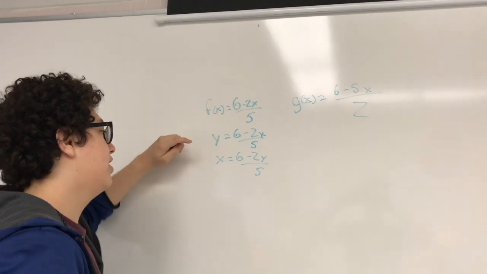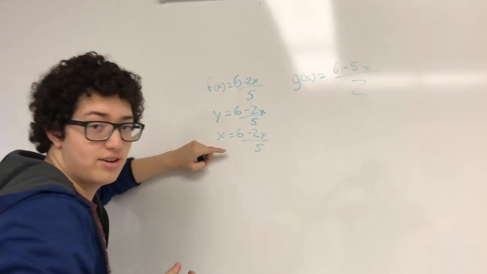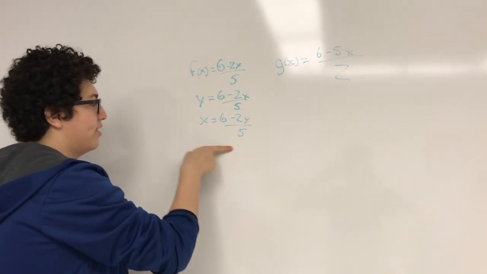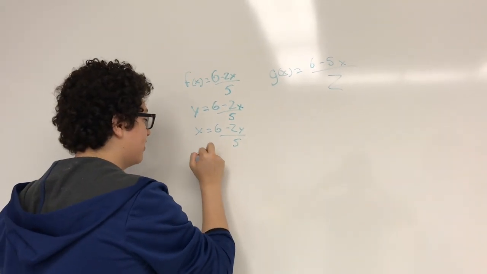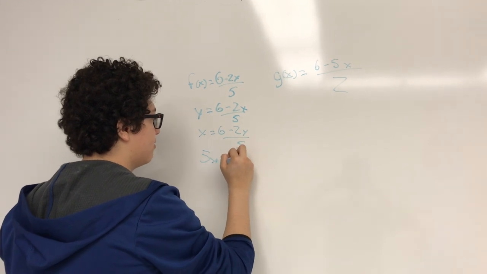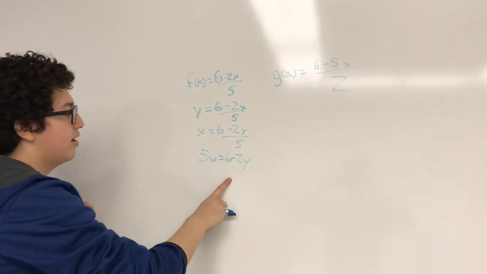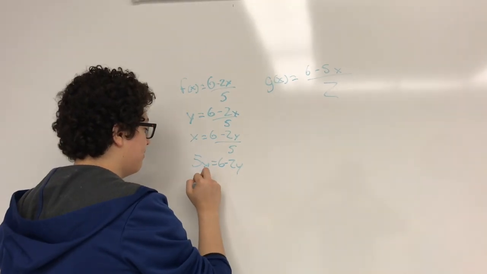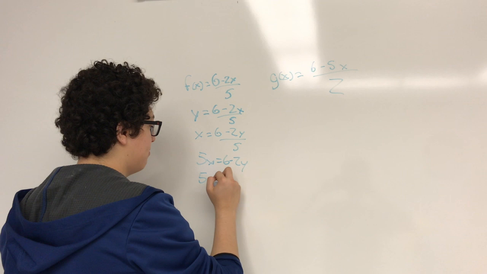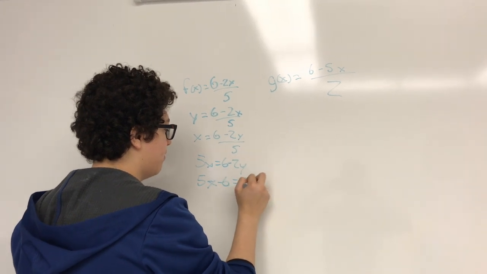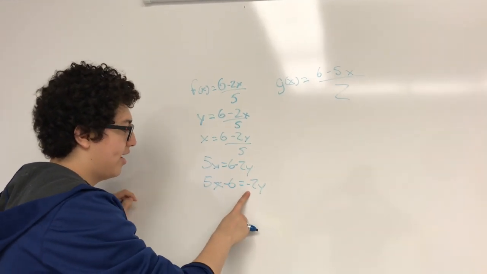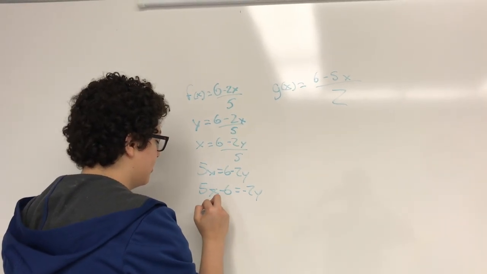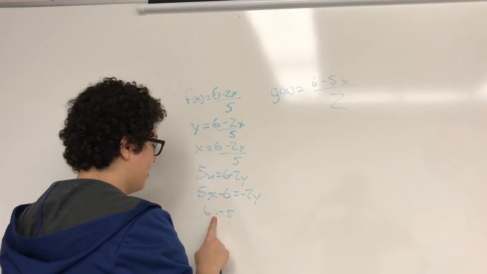And then you need to isolate y and we will get our inverse function. So we pass the 5 multiplying: 5x is equal to 6 minus 2y, and then we can pass the 6, 5x minus 6 equals negative 2y, and then pass the negative 2 dividing.